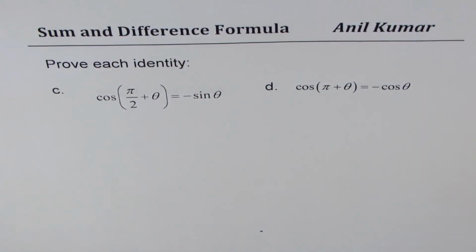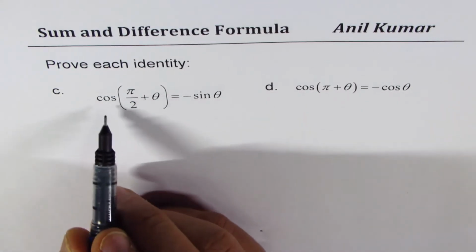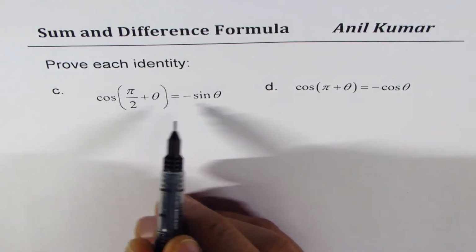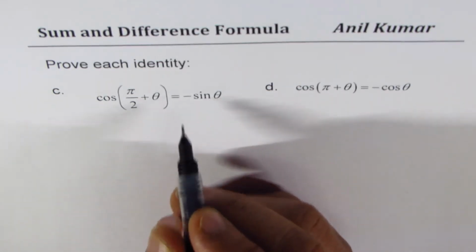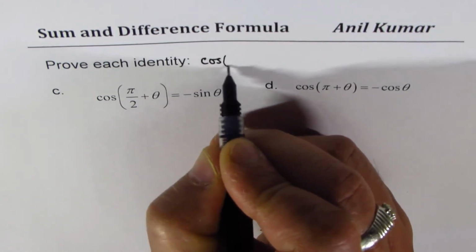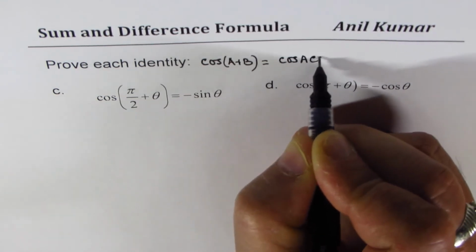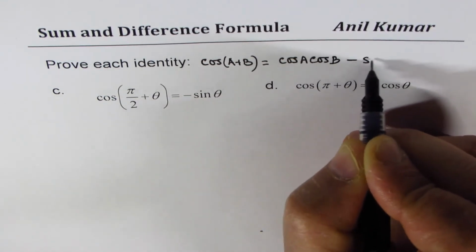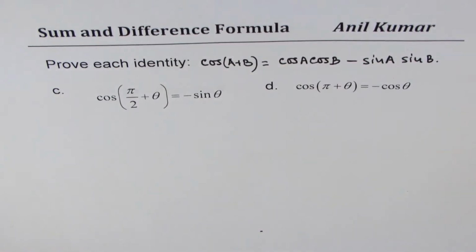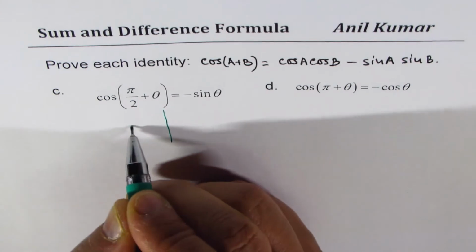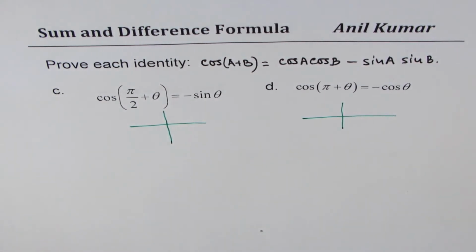So now we have the sum and difference formula for cosine. So it is cos pi by 2 plus theta equals minus sine theta. So the formula which we are going to use now is cos A plus B, which is cos A cos B minus sine A sine B. The two situations are, it's good to see them, visualize, and then it's easier to do, right?